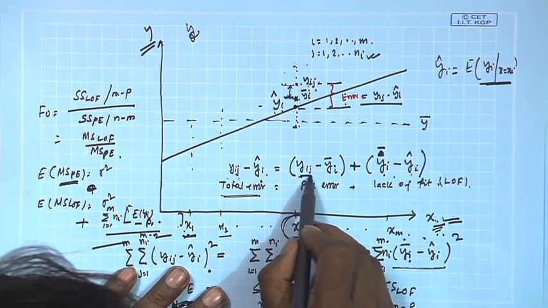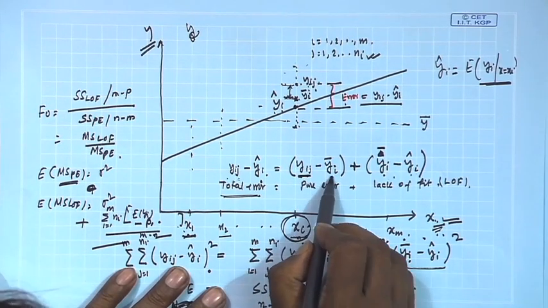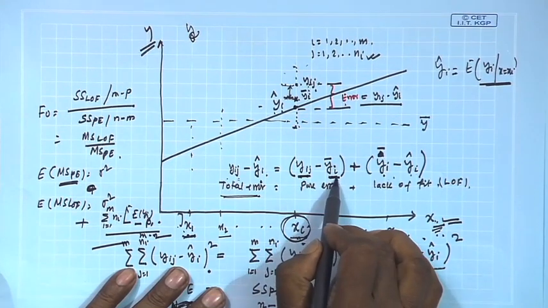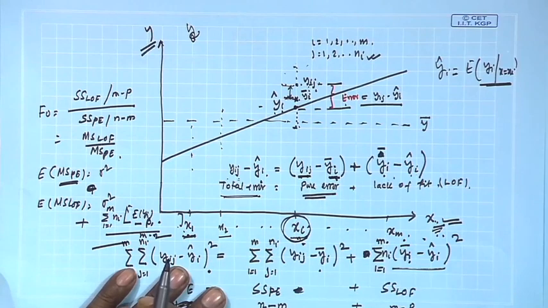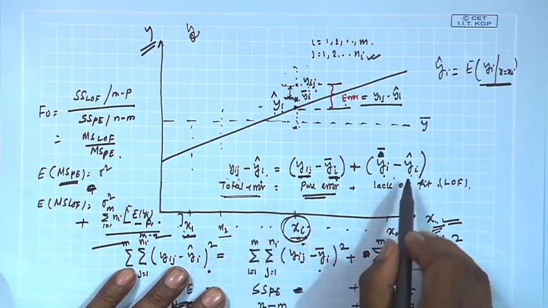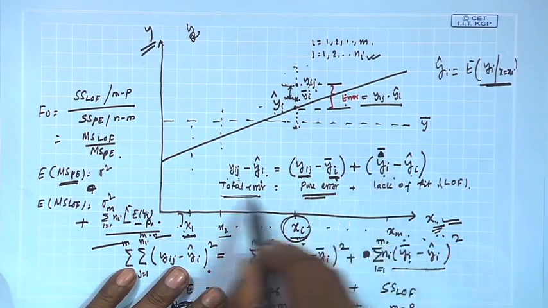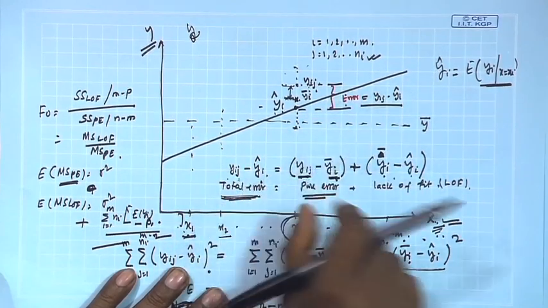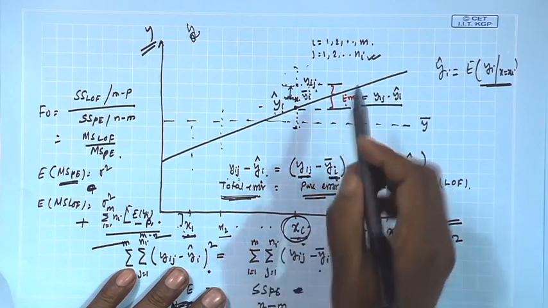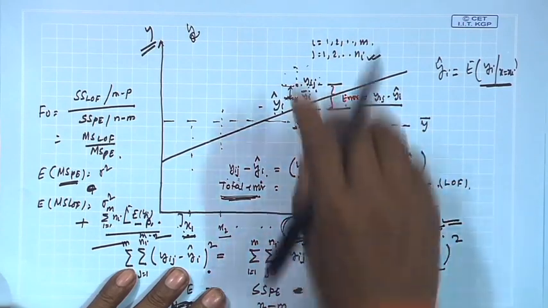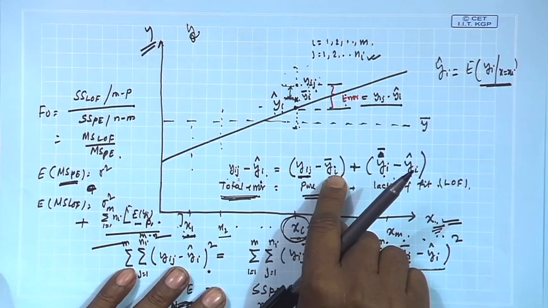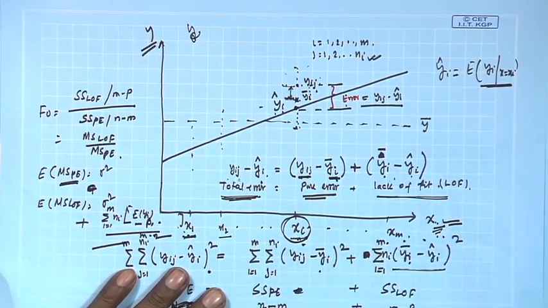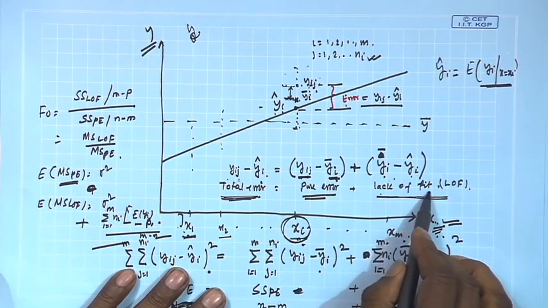Each observation here is subtracted by its observations' mean. This gives you the pure error, and the remaining part is the rest, because total error is every observation minus the predicted value. If pure error is every observation minus the mean or average value of those observations, then the rest is lack of fit.